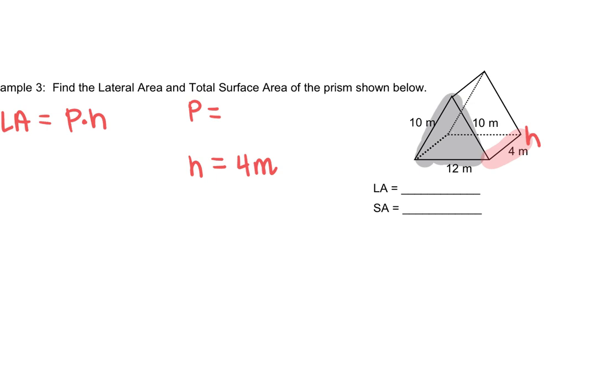Okay. Remember that h is the height of the triangles that represent the base. There's something that's missing that I want you to add, that I forgot to put in here. The height of your triangle, not of the prism. That's something different. The height of your triangle here is 8 meters.